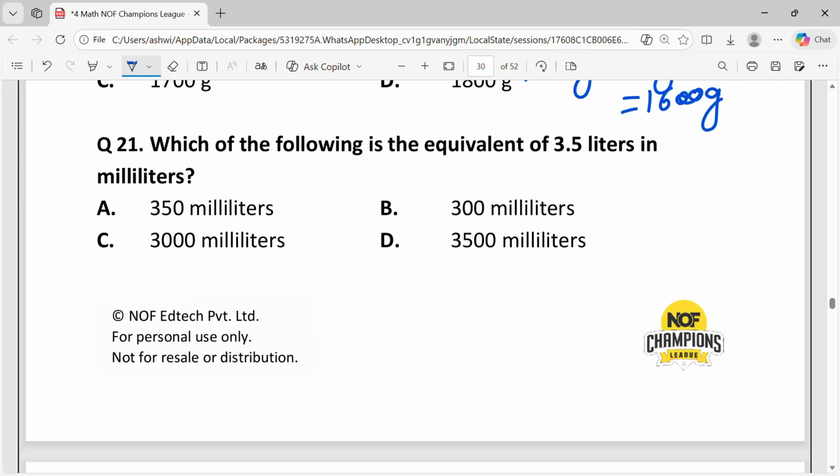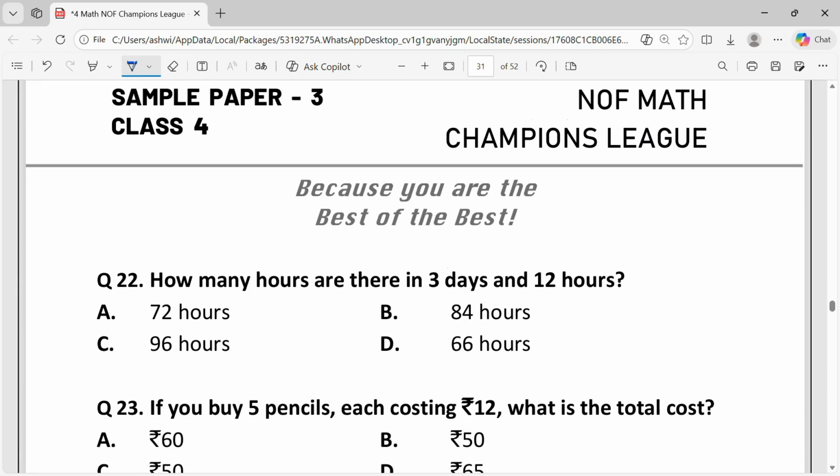Question 21. Which of the following is equivalent to 3.5 liters in milliliters? We know that 1 liter is equal to 1000 milliliters. That is 3.5 liters is equal to 3500 milliliters. From the given options, the answer is D, 3500 milliliters.